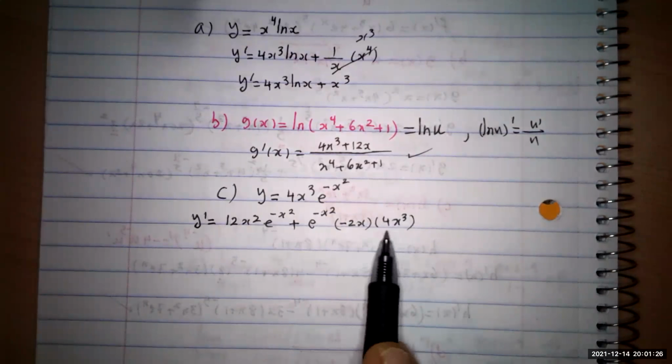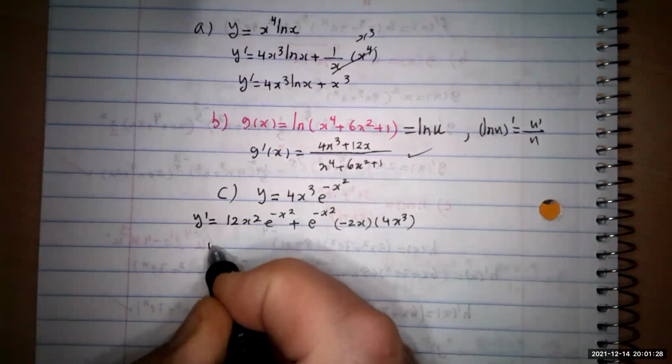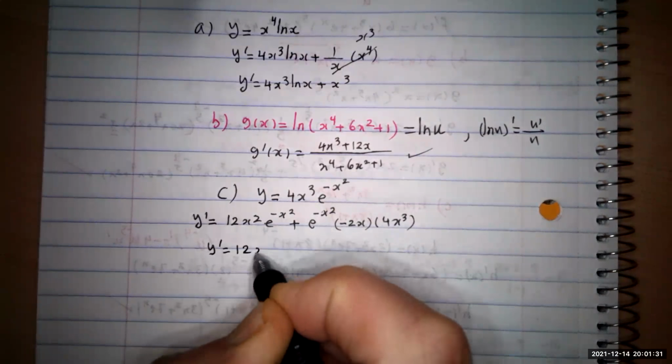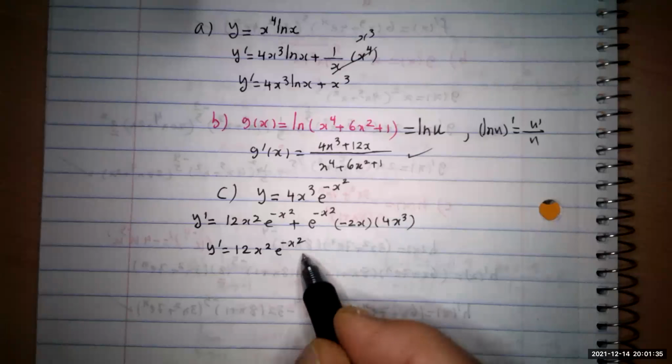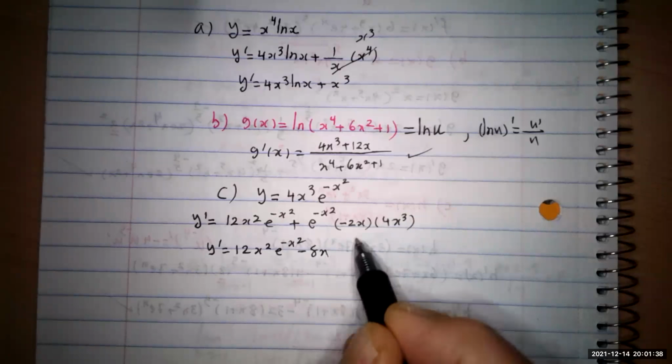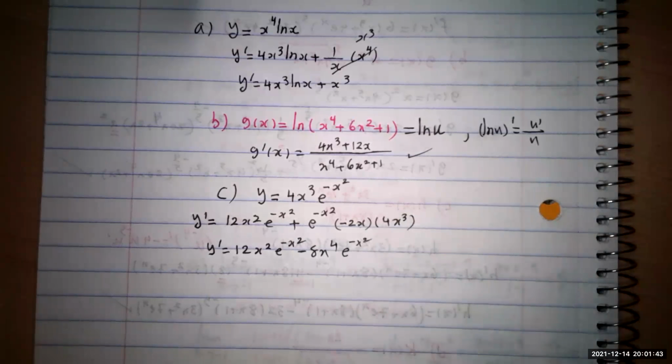But you have to simplify these monomials, you know that. So y prime is going to be equal to 12x squared e to the negative x squared, minus 8x to the 4th e to the negative x squared. I think that was exactly one of the questions you took on maybe test 2. So if you check test 2, you can get more of these types of problems. This is the one that you have to simplify.